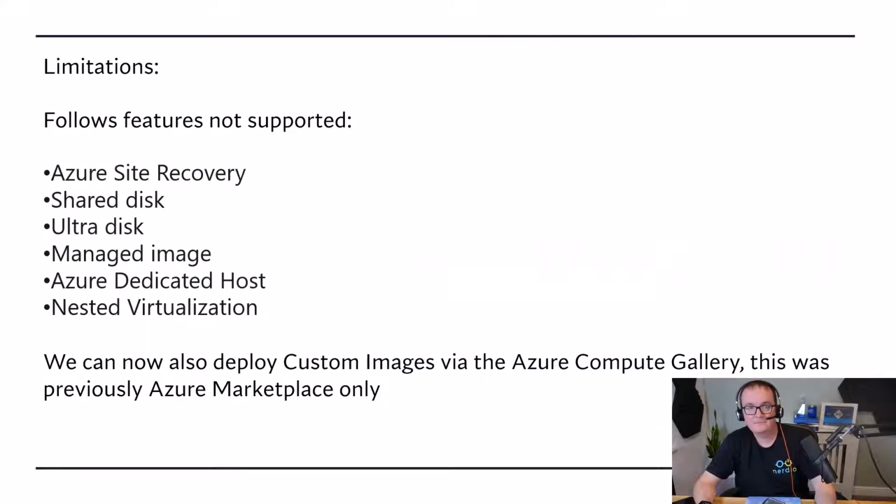Okay. So if you have the following features, as in Azure Site Recovery, shared disks, ultra disks, managed images, dedicated hosts, or nested virtualization, it's not supported. Okay, so make sure that you're not running any of those. And we can also provision via custom images as well. When it first released, you could only provision it from the Azure Marketplace. So if you had your own custom corporate image, you couldn't use it. We can now. So that feature was released recently as well.